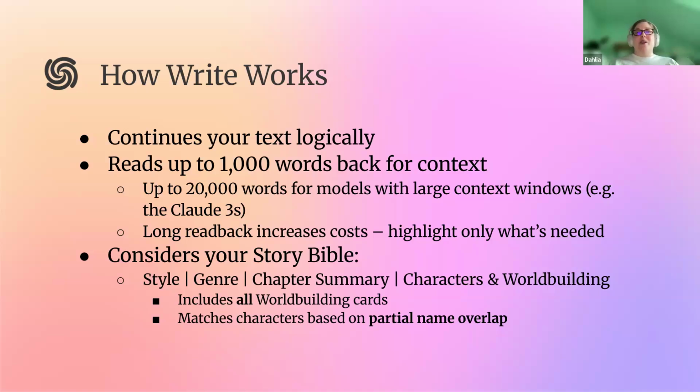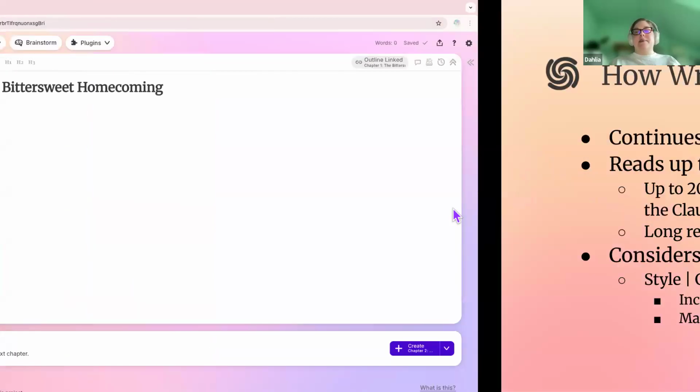So to avoid spoilers and unnecessary details being pulled in, make sure that the AI only accesses information the POV character should know. Like with readback, hiding irrelevant cards or traits reduces the AI's input, and this helps to lower credit costs. So now that we covered the fundamentals, let's switch over to Sudowrite and take a look at the write settings.